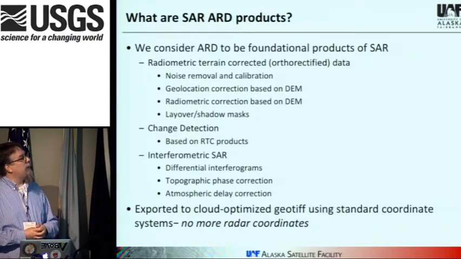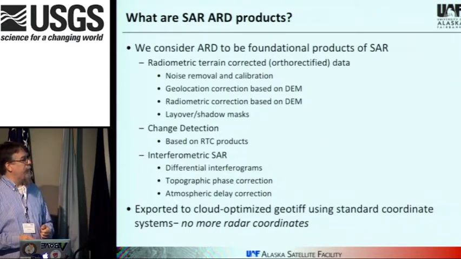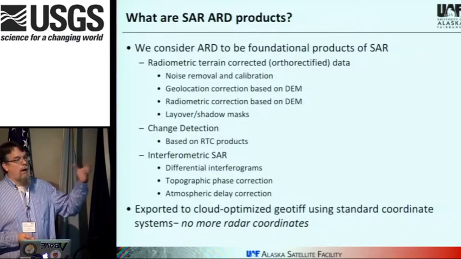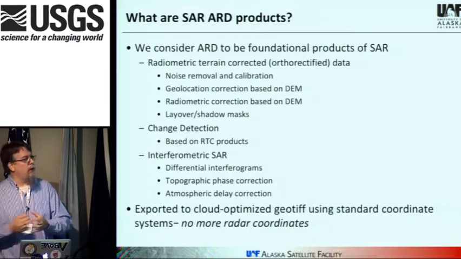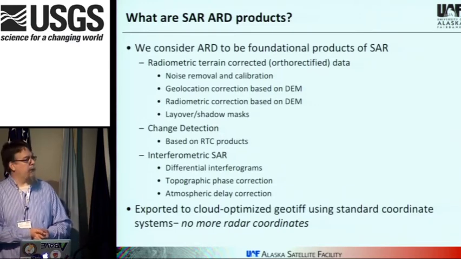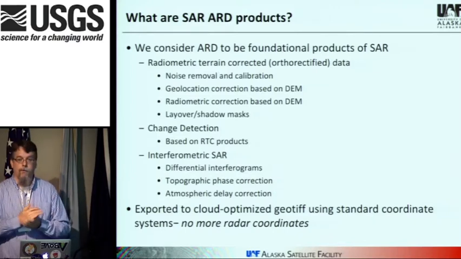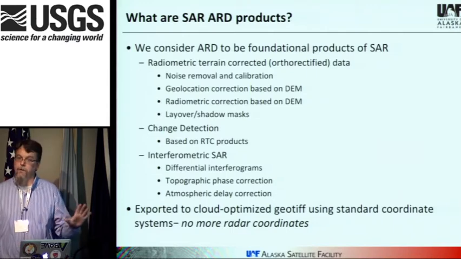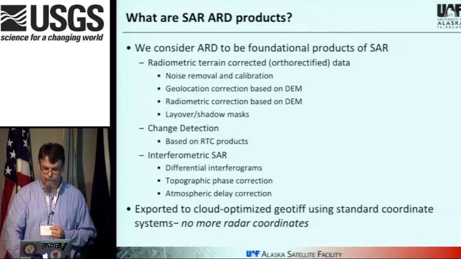Based on that RTC product, we have a couple of different change detection products that we're developing, and then interferometric SAR products. So differential interferograms, correcting for topographic phase, correcting for atmospheric phase delay. And these are all relatively complicated things to do to some extent. And so we want to take all of that work out of it from the user side and give the user something that they can use directly in their application, hopefully. And then we want to export them to cloud-optimized GeoTIFFs and standard coordinate systems, get rid of the range azimuth radar coordinate systems. If you're just working with the data directly, you should never see an image or a product in range azimuth.